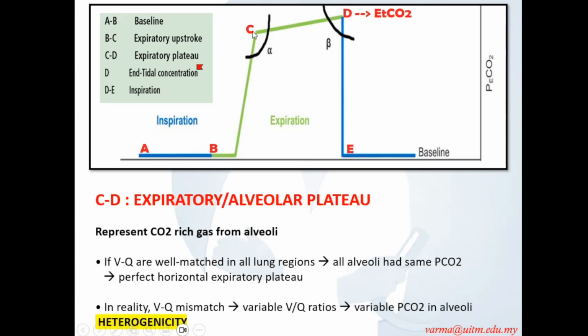Next, we have C and D, which is the expiratory, also called the alveolar plateau level. It represents the CO2-rich gas from alveoli. Once the CO2-rich gas is coming up here, this is the part. Plateau means expiration is still going on.